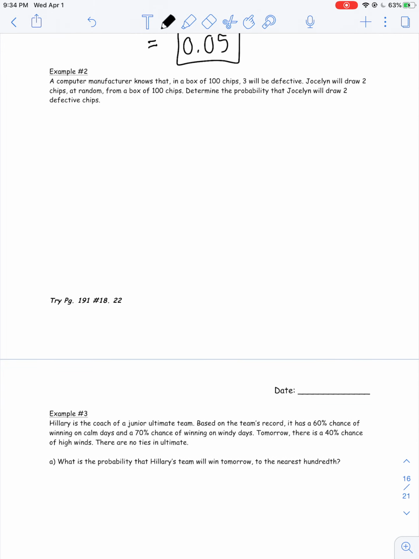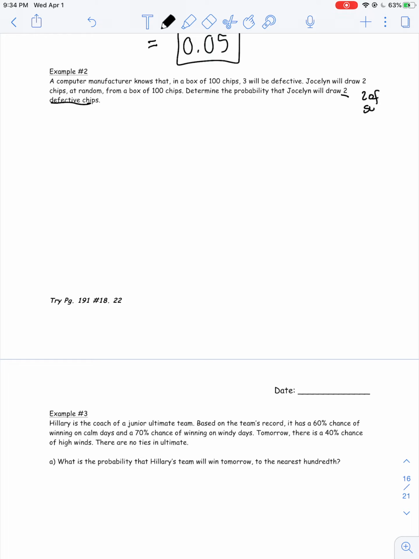Example number 2. A computer manufacturer knows that in a box of 100 chips, 3 will be defective. Jocelyn will draw 2 chips at random from a box of 100 chips. Determine the probability that she will draw 2 defective chips.